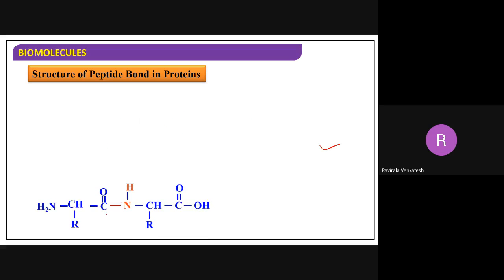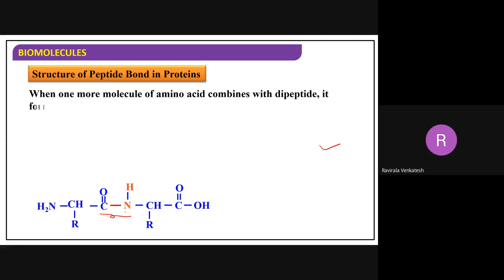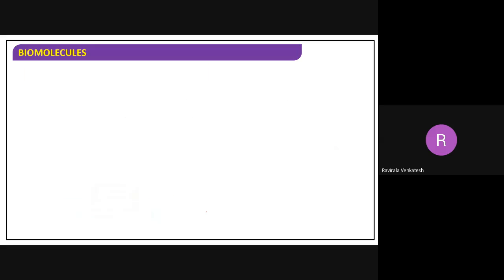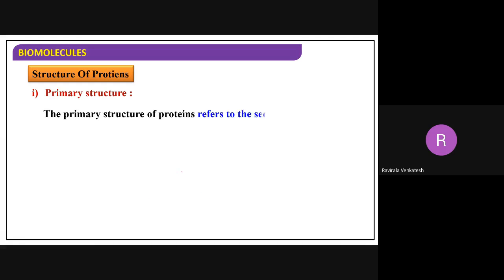Now, you are calling this one a peptide bond here, C double bond O NH2, isn't it? So, when one or more molecules of amino acids combine with a dipeptide, it forms a tripeptide. Now, if it reacts with another molecule, there is again a peptide bond. Take another one, we'll get a peptide like this. Already we completed this.